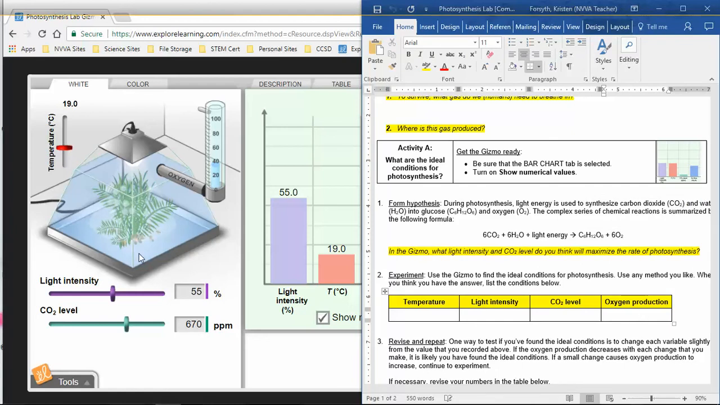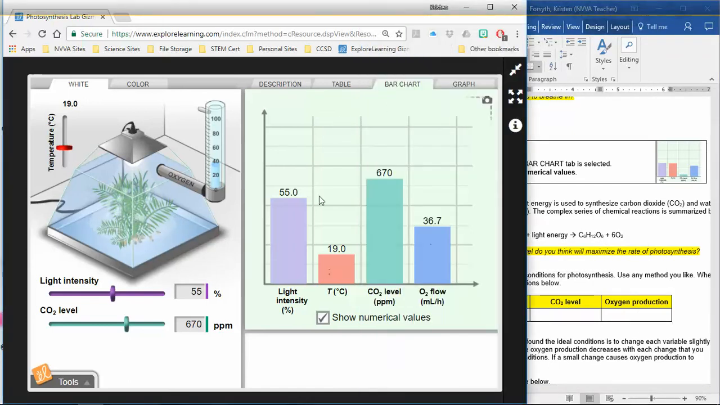So what you want to do is just keep going until you get ideal conditions for photosynthesis. Whatever you think ideal conditions would be, once you have that, you're going to write down those numbers. So if I think this is my ideal conditions, I'll write 55% light intensity, 670 parts per million carbon dioxide, and 19 degrees for my temperature.